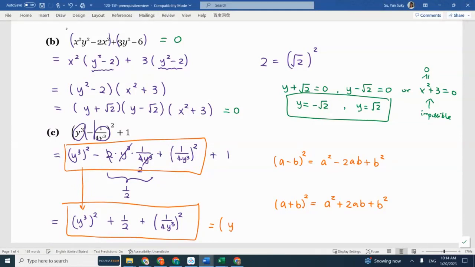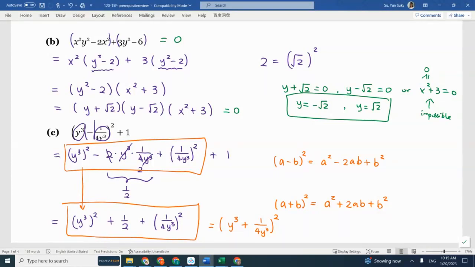A is y cubed, right? Plus b, 1 over 4y cubed squared. So this is how we factor it. We recognize this is the complete square of that. Yes. So this example now is harder.